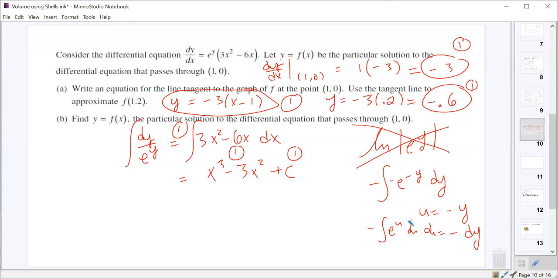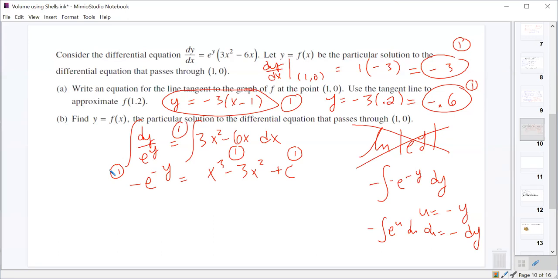And what is the integral of negative e to the u du? Negative e to the u. Negative e to the u, and I don't know why I wrote that so far to the left. Our u was negative y, so we have negative e to the negative y. And that's the 4th point for part B. So if you got that, you got 7 out of the 9 points, which is pretty darn good.